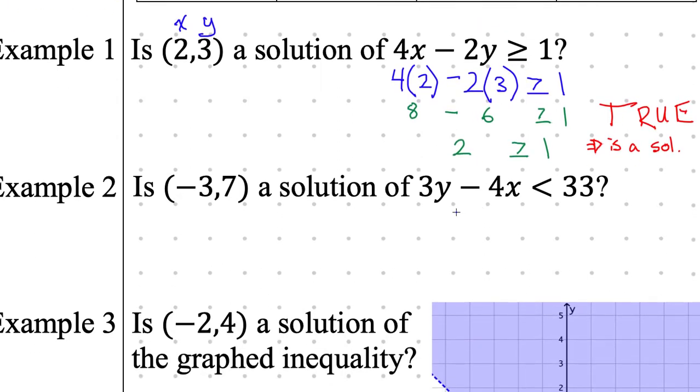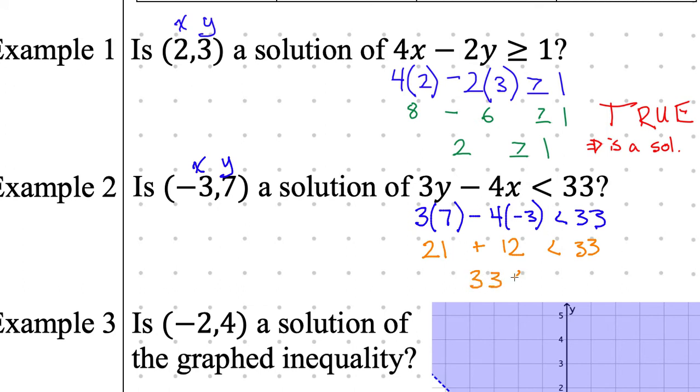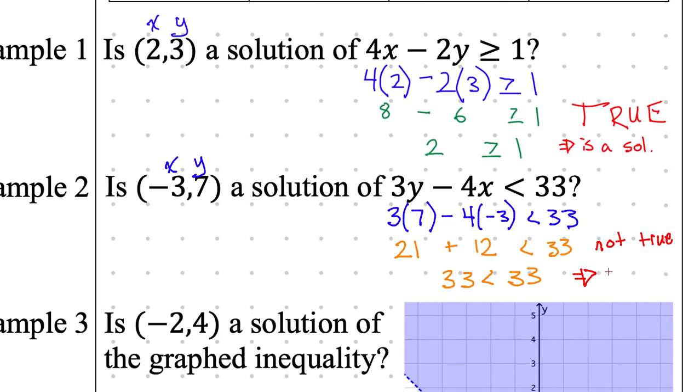So you plug in 2y and x, and 7 is y, so it's 3 times 7 minus 4 times negative 3 is less than 33. Okay. And then you do 3 times 7, which is 21, plus 12. Why plus 12 instead of minus 12? Because if you multiply 2 negatives, it becomes a positive. Good, all right. And less than 33. And then you get 33 is less than 33, which is not true. Okay. So there is no solution. Not true, which implies not a solution.